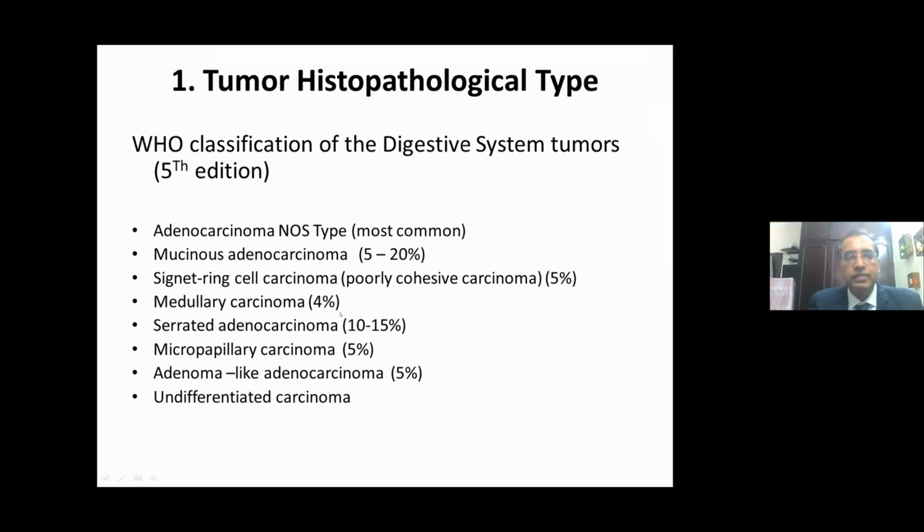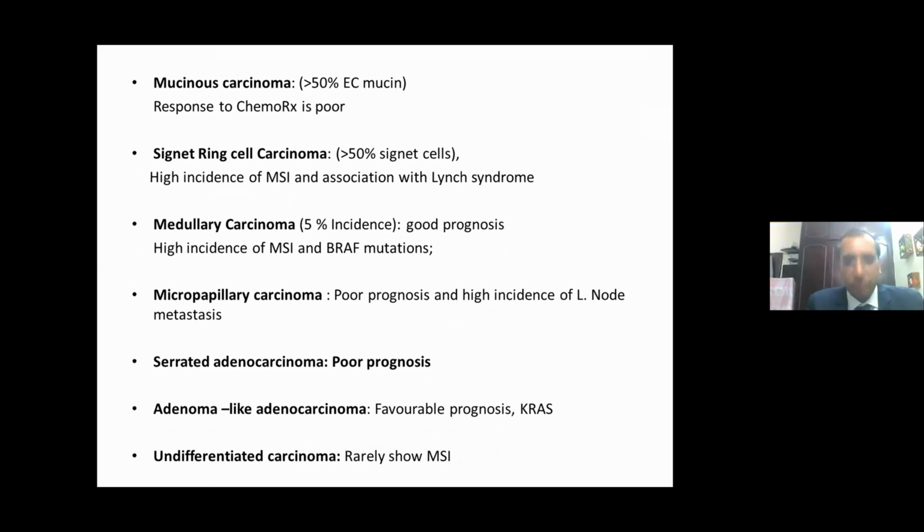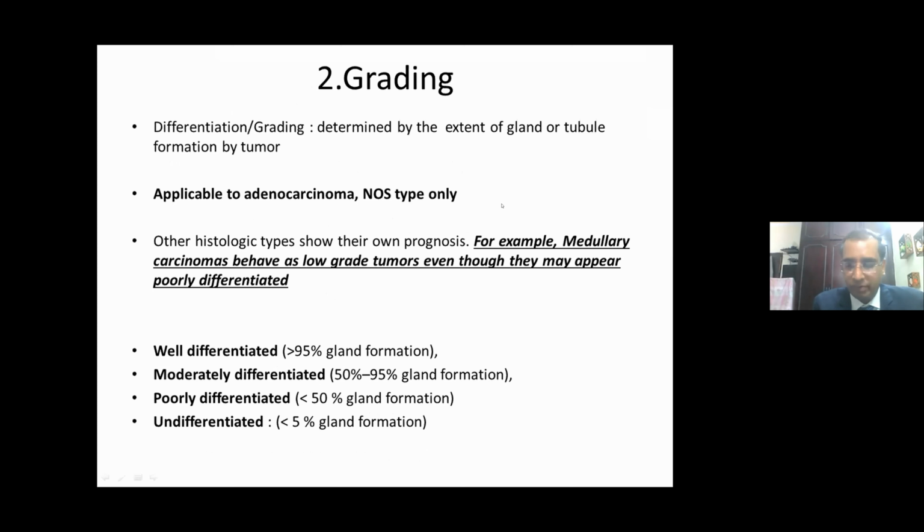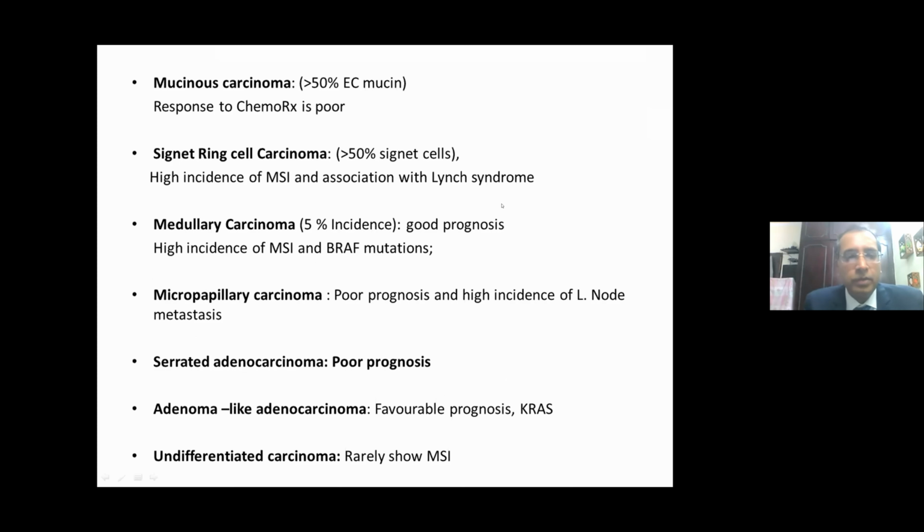So coming to the tumor histopathological type, we are diagnosing it as per the classification of the WHO, the recent 5th edition, and these are the various histological types which all are familiar. However, some histopathological types carry a distinct prognosis. Mucinous carcinomas have a poor response to chemotherapy. Signet ring cell carcinomas have a high incidence of MSI and association with Lynch syndrome. Medullary carcinomas have a good prognosis, with high incidence of MSI-high and BRAF mutations. Micropapillary carcinoma and serrated adenocarcinoma have a poor prognosis, are aggressive tumors, and have a high incidence of nodal metastasis. Adenoma-like adenocarcinoma has a favorable prognosis associated with KRAS mutations, and undifferentiated carcinoma rarely shows MSI instability.